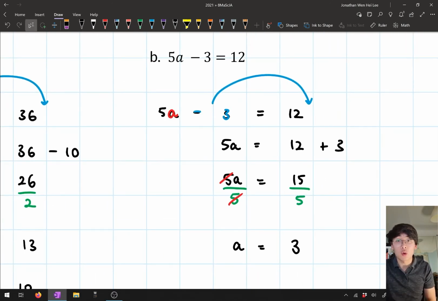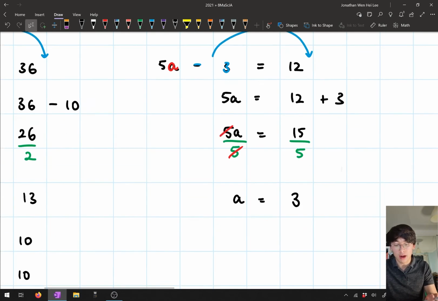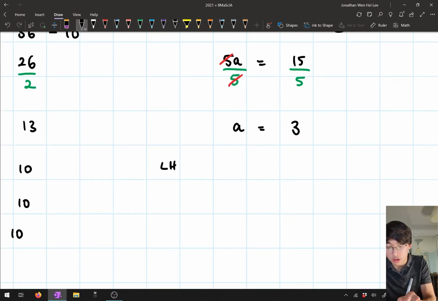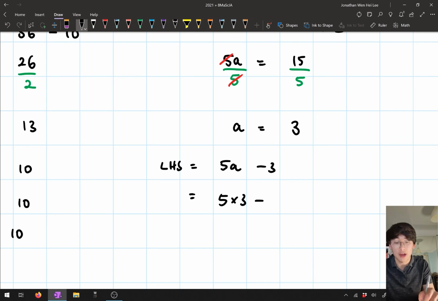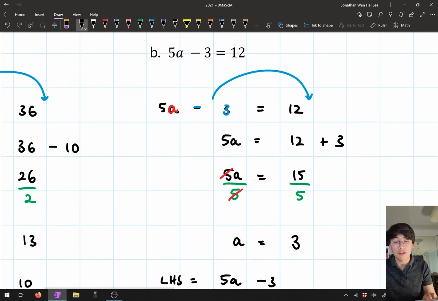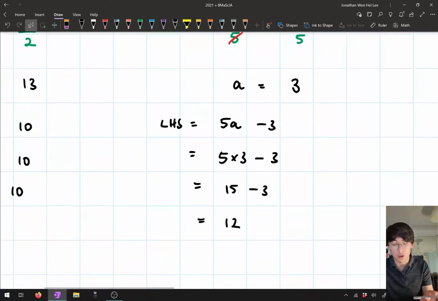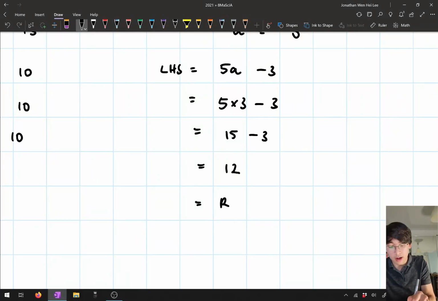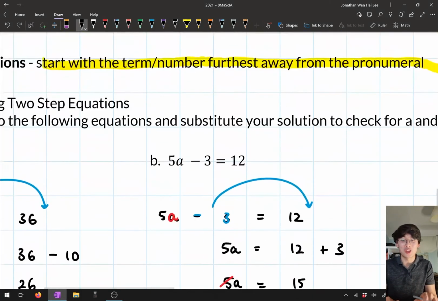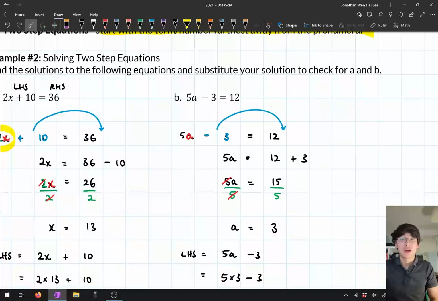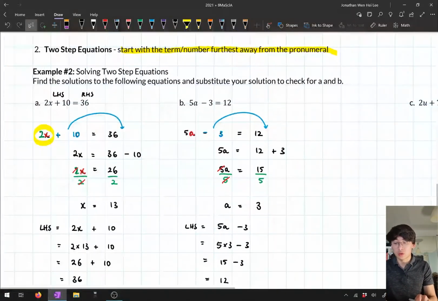Let's just sub it into our equation just to check that this is correct. So the left-hand side of my equation was 5a minus 3. Let's substitute a is equal to 3. So here I've got 5 times 3, I've replaced a with 3, minus 3. So that's 15 minus 3, which gives me 12. And if you have a look, that is indeed the right-hand side of my equation. So that tells me that my equation is correct. Okay, so that's how we can solve two-step equations.